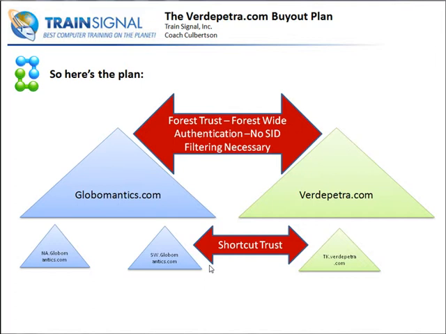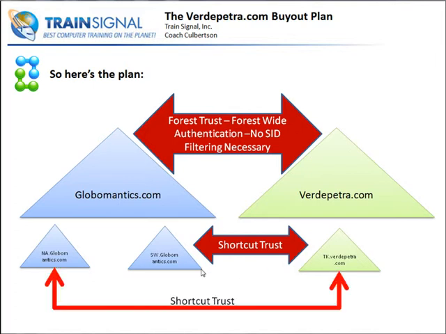The shortcut trust, even though we have a forest trust, and that means that it is automatically transitive, sw.globomantics automatically trusts tk.verdepetra.com. Because the forest trust is going to be transitive, we're still going to go ahead and build in a shortcut trust between these two domains, as well as na.globomantics.com and tk.verdepetra.com.